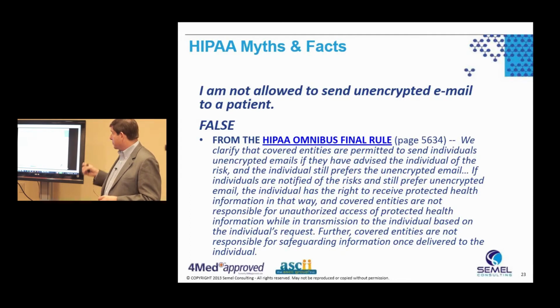If individuals are notified of the risks and still prefer unencrypted email, the individual has the right to receive protected health information in that way, and covered entities are not responsible for unauthorized access of protected health information while in transmission to the individual based on the individual's request. Further, covered entities are not responsible for safeguarding information once delivered to the individual. This is in the Omnibus rule.